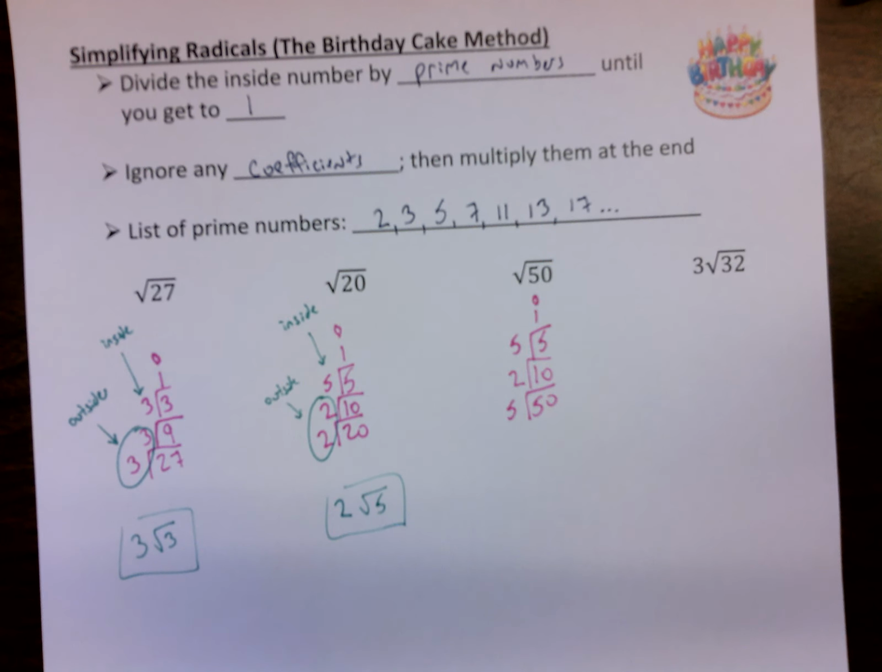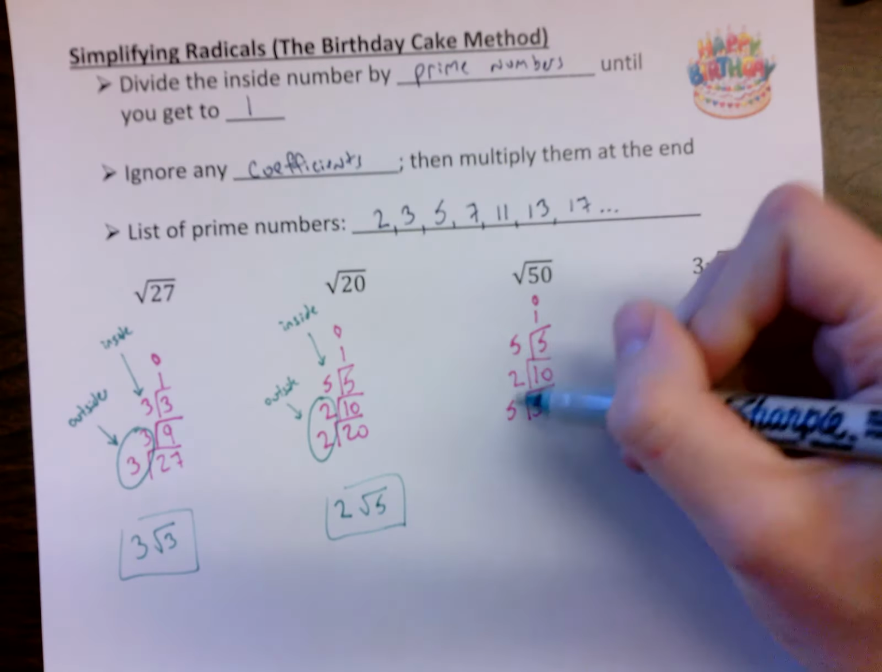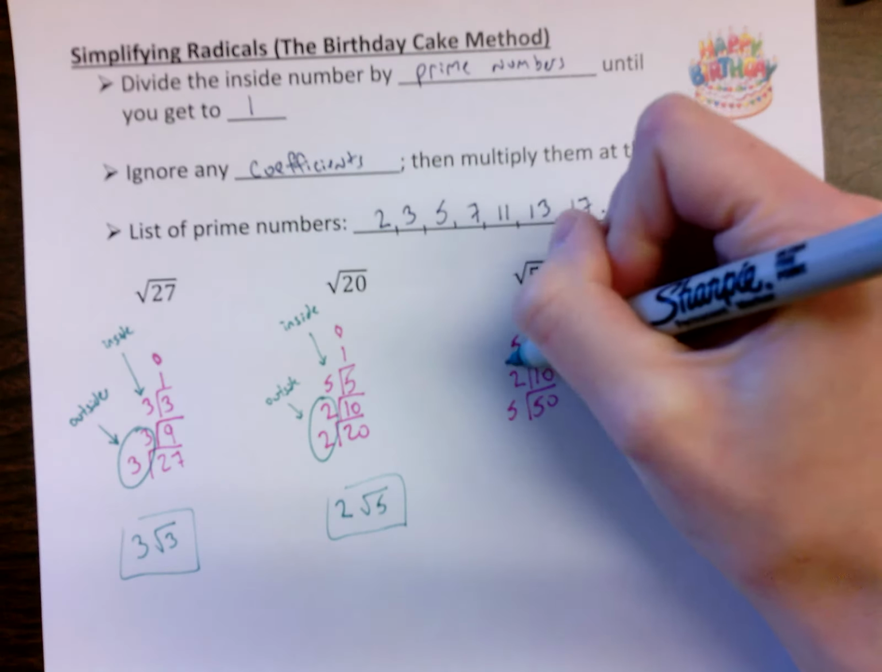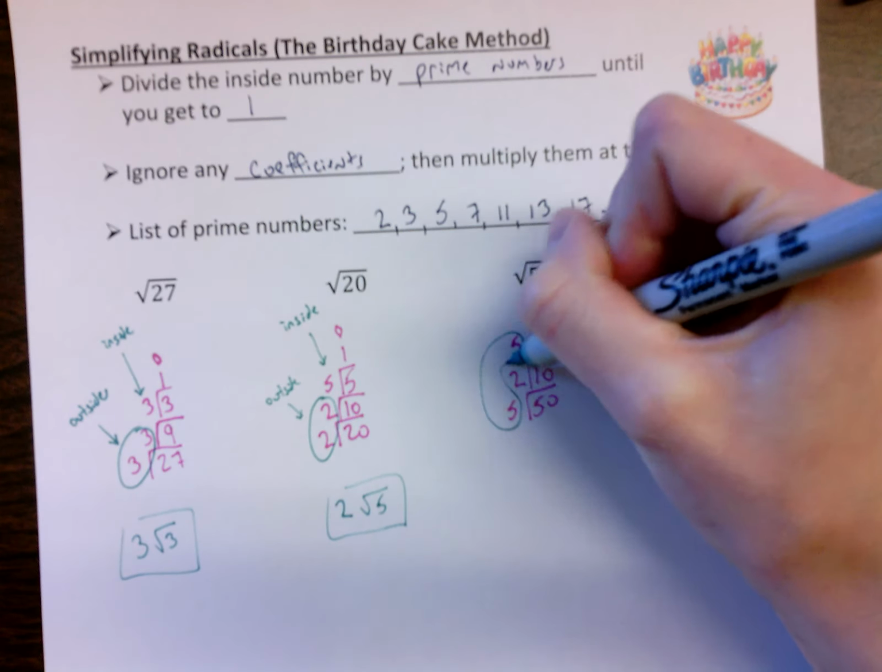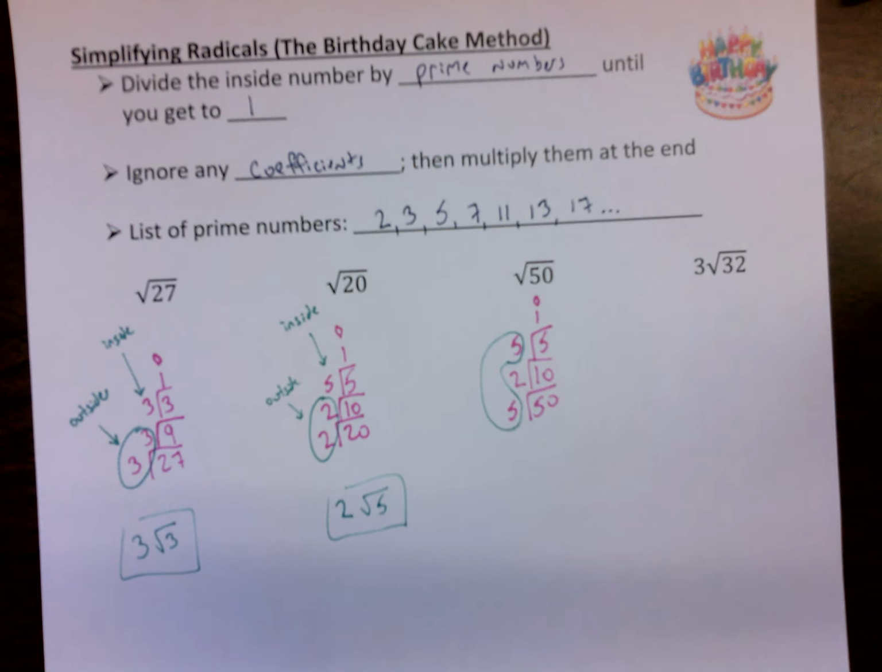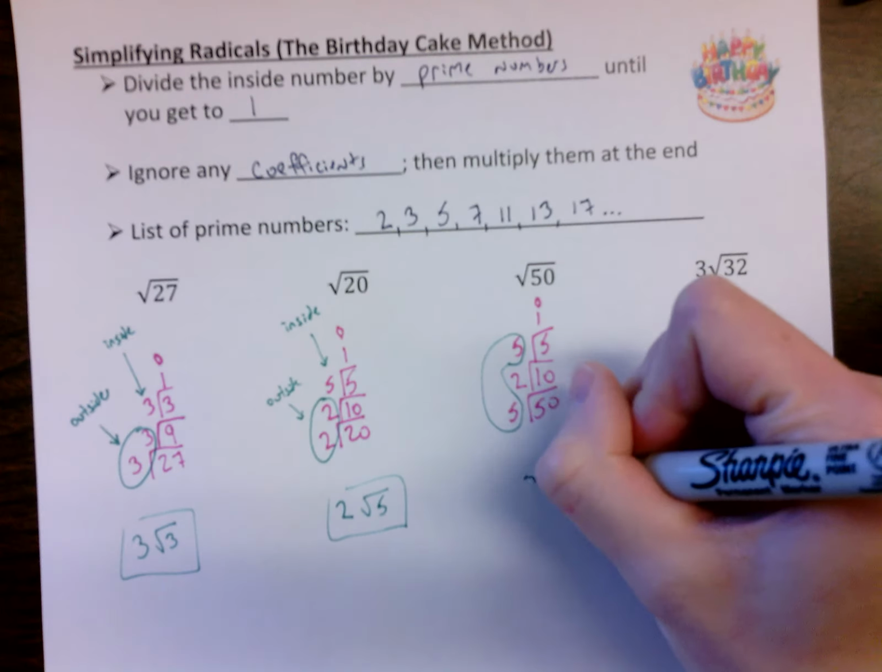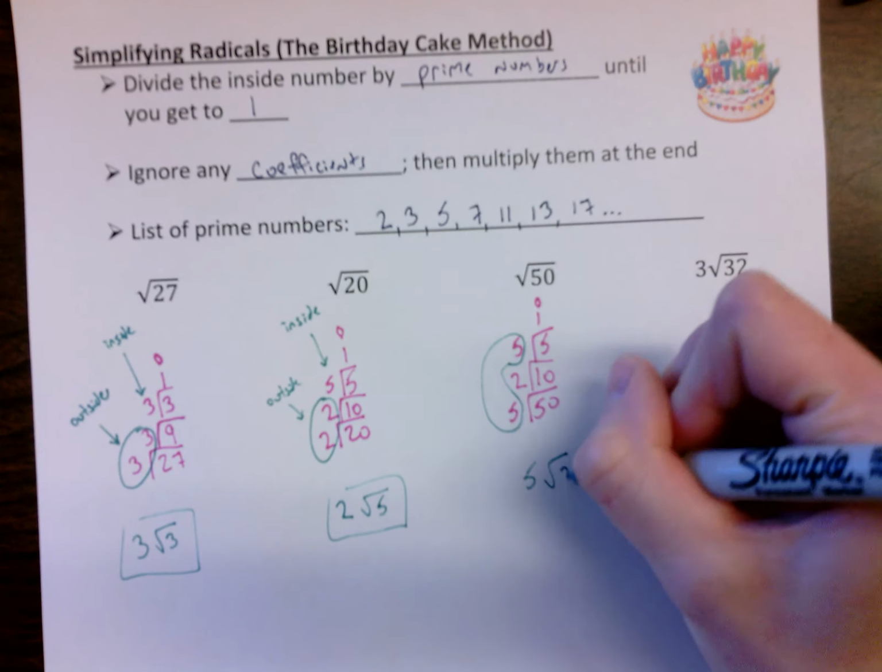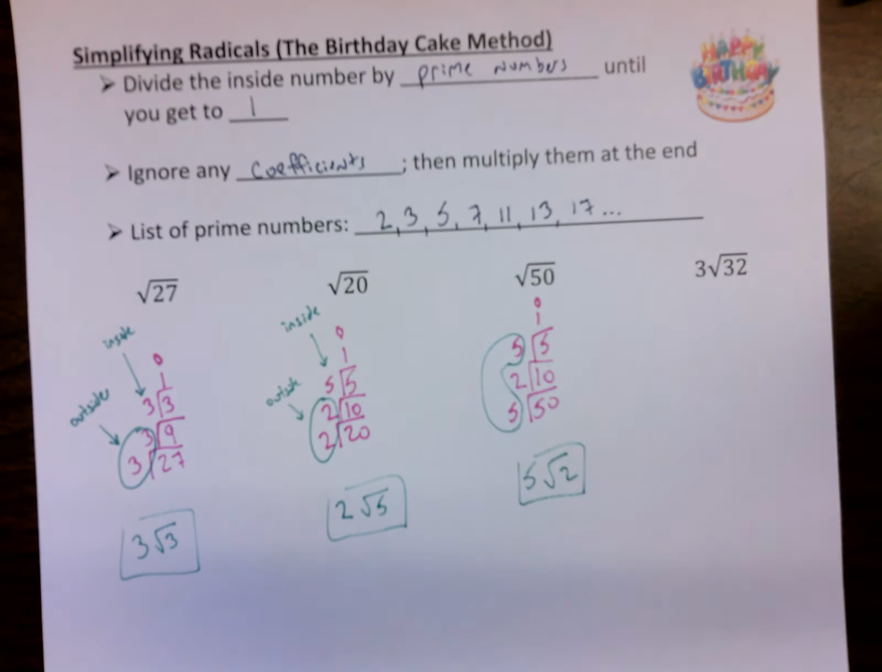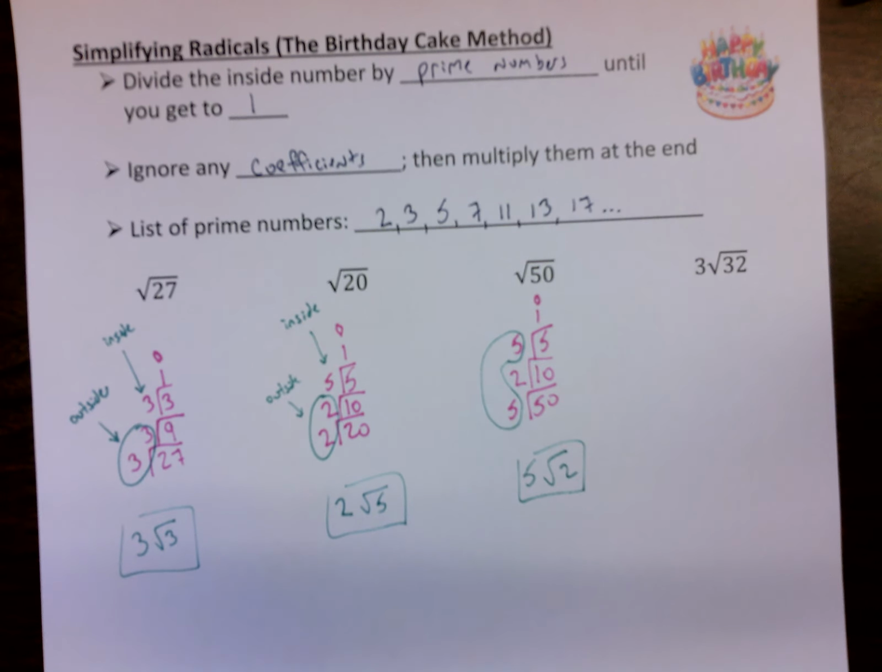All right, so I'm looking for pairs on the outside. You see how there's two 5s? That still counts as a pair, even though they're kind of split up from each other. So that 5 is going to go on the outside, and I'm going to have a square root of 2 left on the inside. And that's my answer.